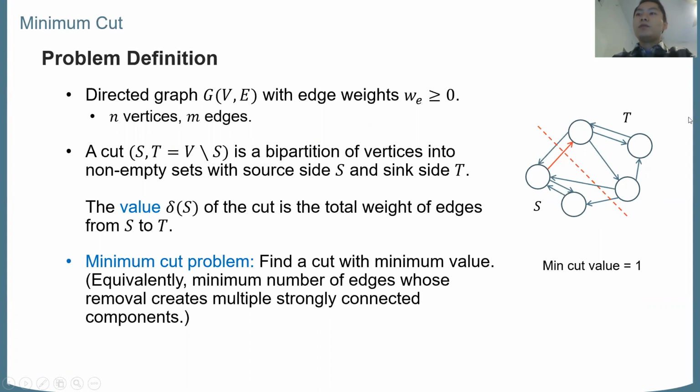So in this example, the minimum cut value is 1 because in the marked red cut, there is only one edge from S to T. Although there are 3 edges from T to S, we don't count them. Okay, so our problem will be to find a cut with minimum value. Or equivalently, it is the minimum number of edges whose removal creates multiple strongly connected components.